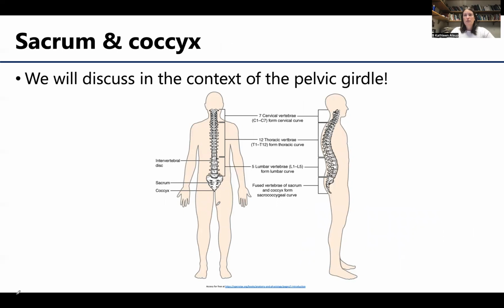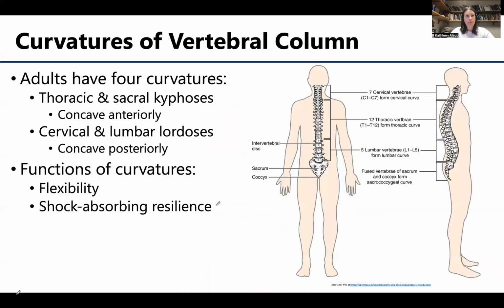Sacrum and coccyx are super important, but we will discuss these in the context of the pelvic girdle. So we'll come back to this, I promise. All right. I do want to note some functionally important things regarding the vertebral column. And the first is curvatures.